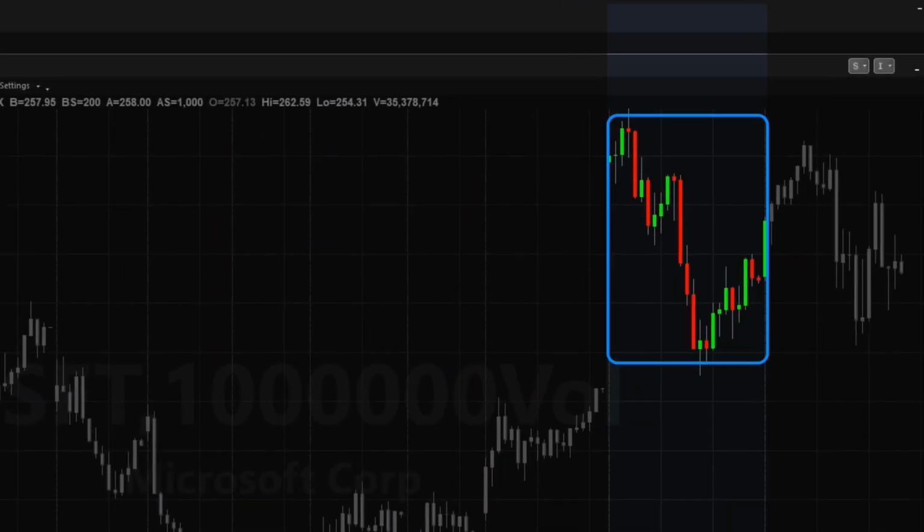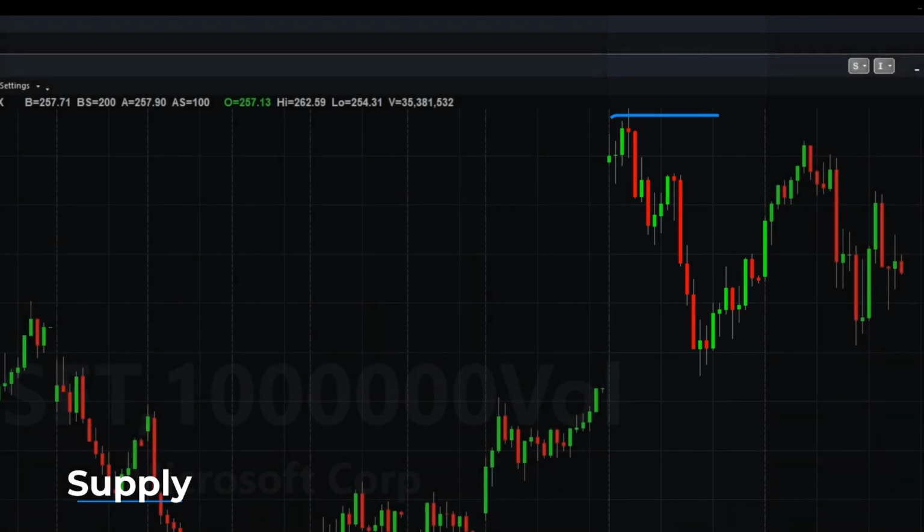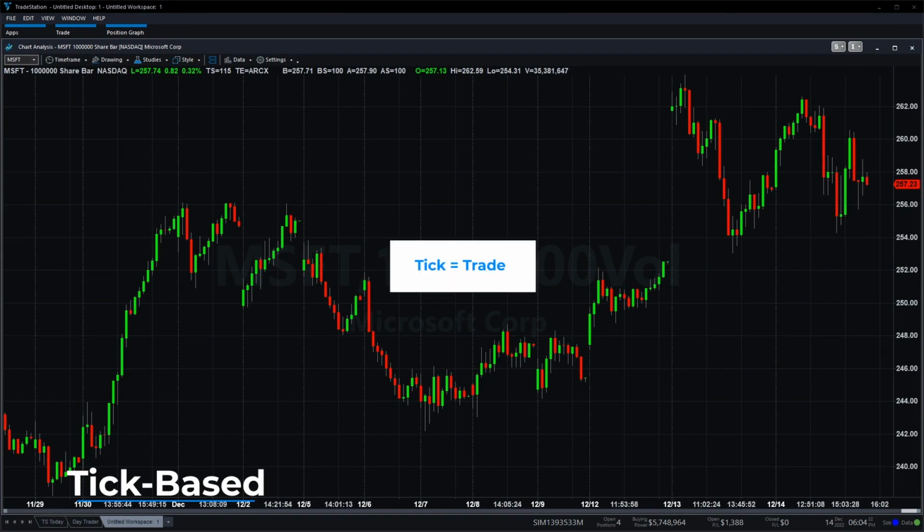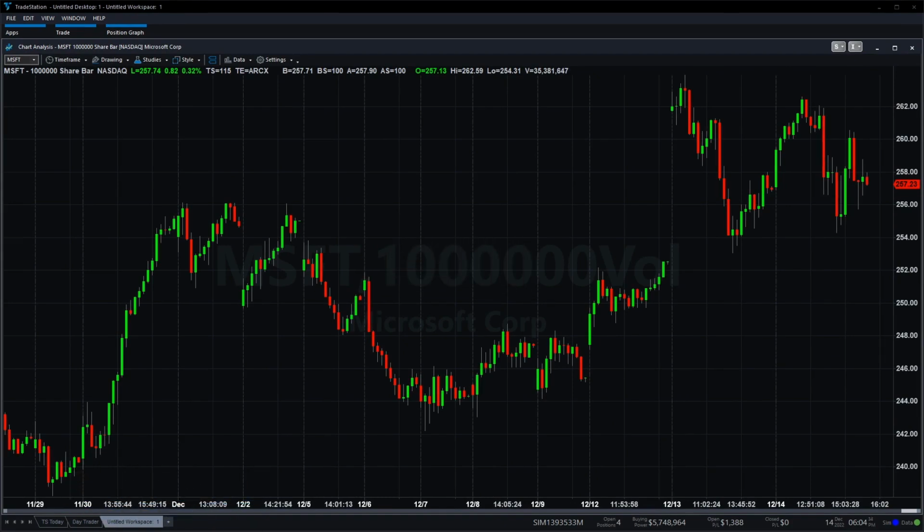Similarly, if you observe a large red candle on a volume chart, that could signify an area where the price had plenty of sellers but few buyers. This is showing supply. Another way charts can be built is based on ticks. A tick is a trade in the security. When a buyer and a seller come together and complete a transaction, a tick has been created.